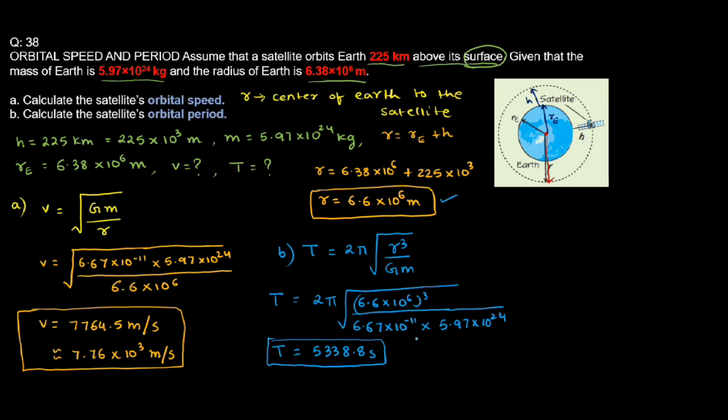This is my time in seconds. I can convert that time to hours by dividing this value by 60 times 60, because every hour has 60 minutes and every minute has 60 seconds. And when you do this, you get the time period of the satellite as 1.48 hour.